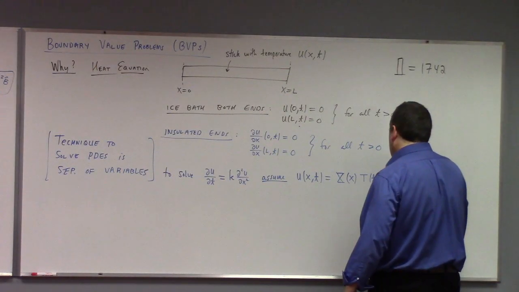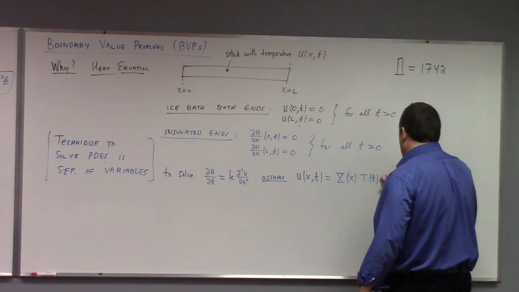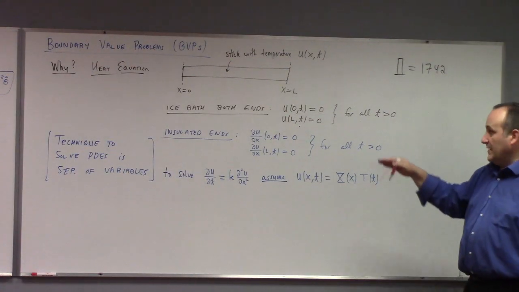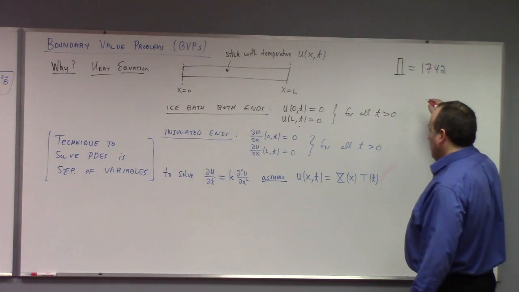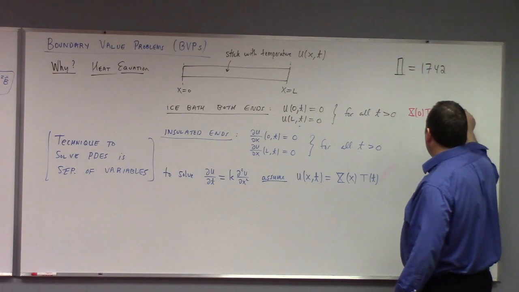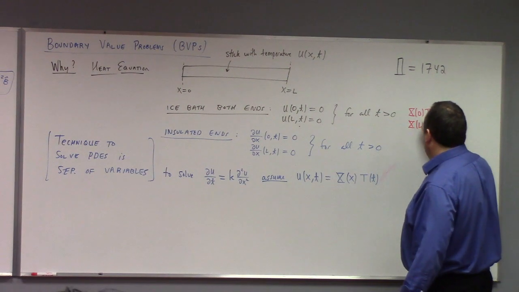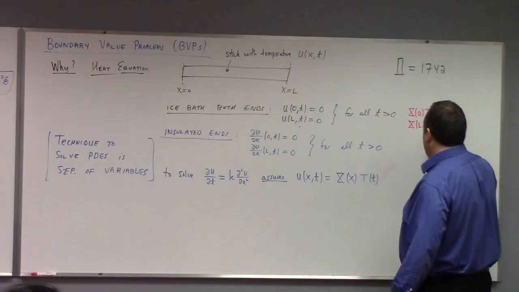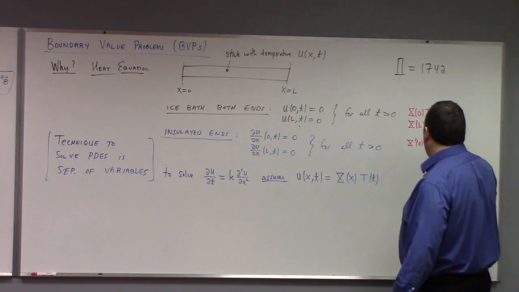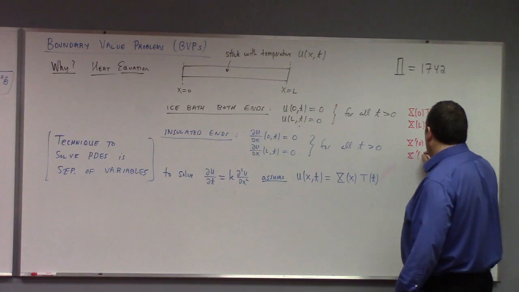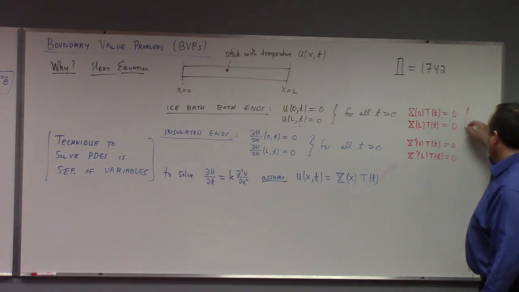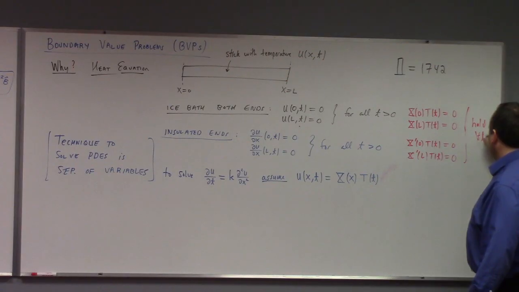But look, here's the thing. If you look at the boundary conditions, if this is what our solution is going to look like, let's see what these boundary conditions translate into. So we've got X of 0 times T of t equals 0, and X of L times T of t is equal to 0. And this one becomes X prime of 0 times T of t is equal to 0, and X prime of L times T of t equals 0, right? And look, these hold for all time.